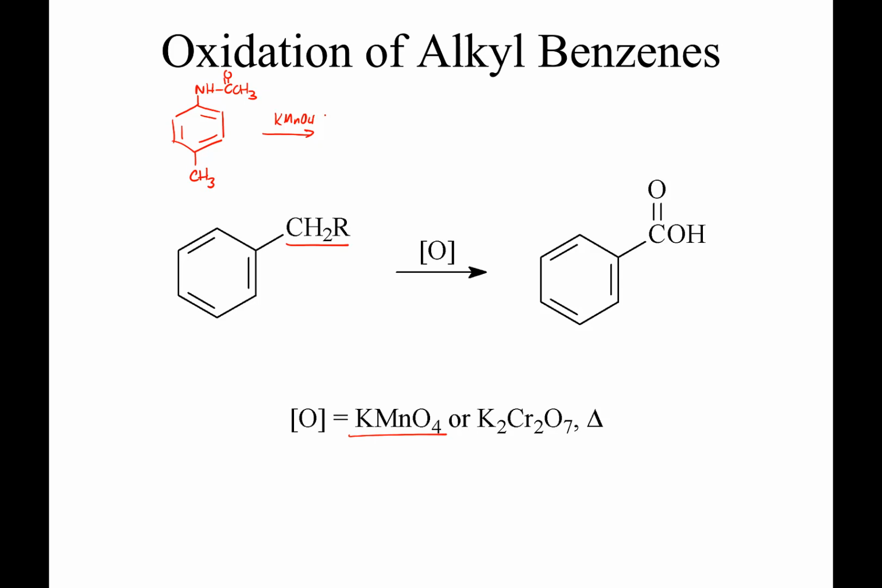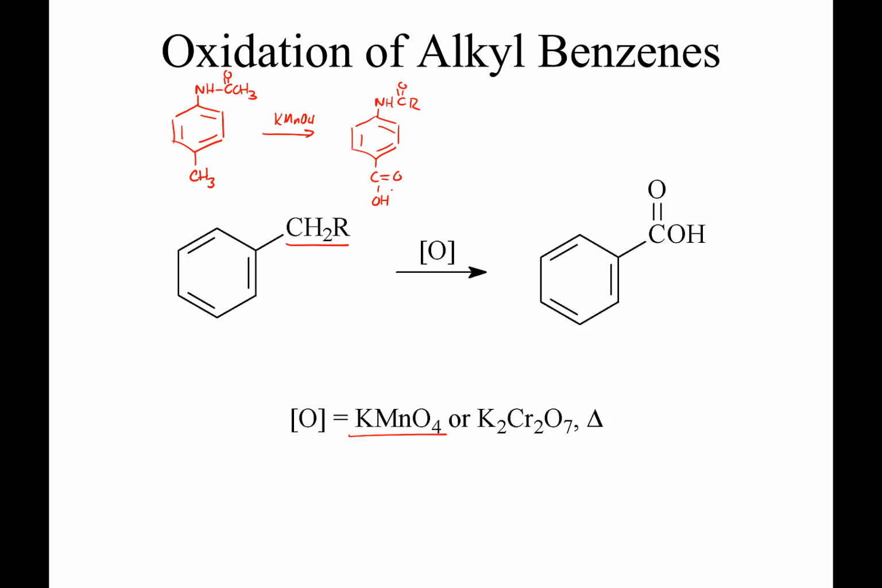Potassium permanganate reacted then with this methyl group, and it converted the methyl group into a carboxylic acid. So that's where we stand right now in lab.